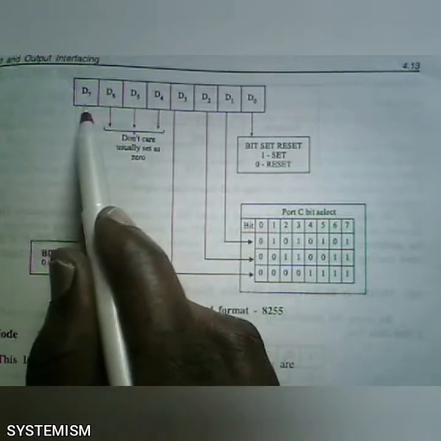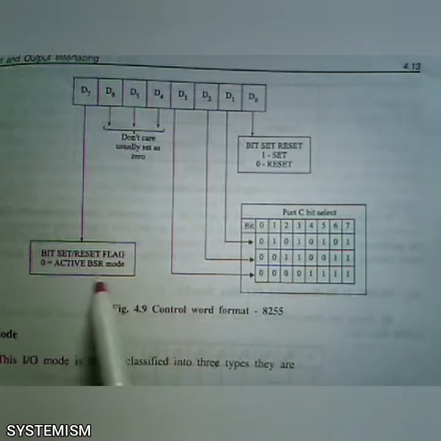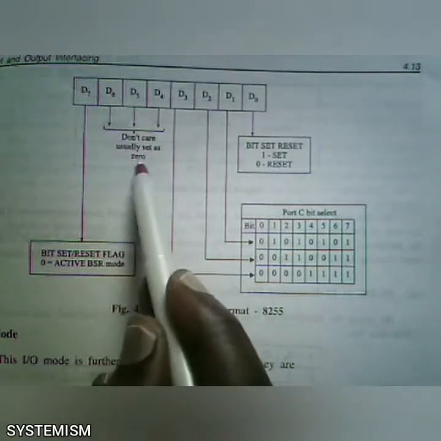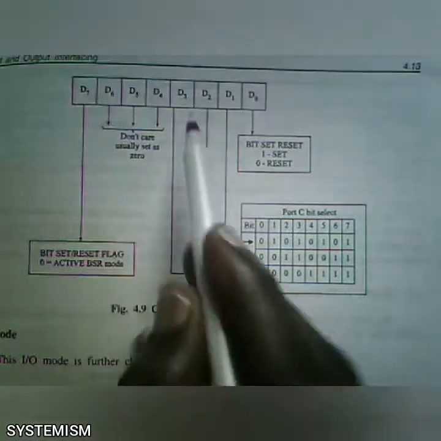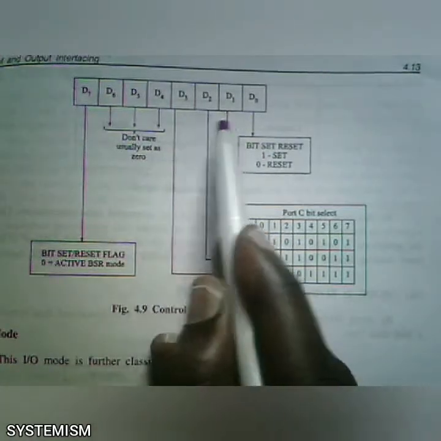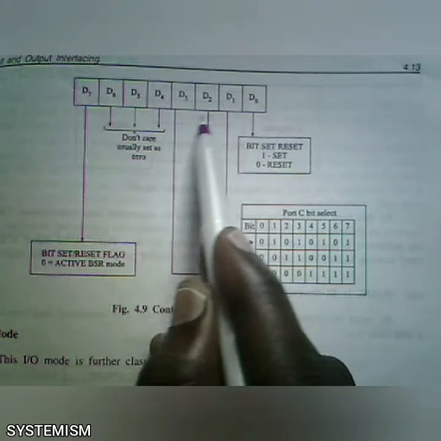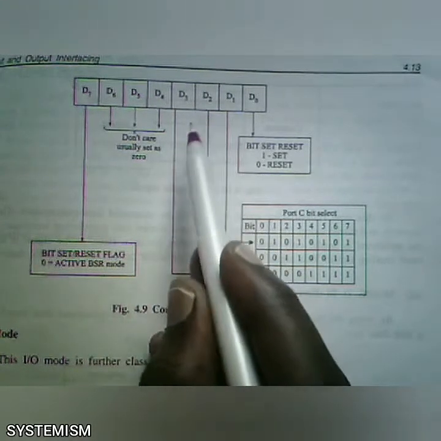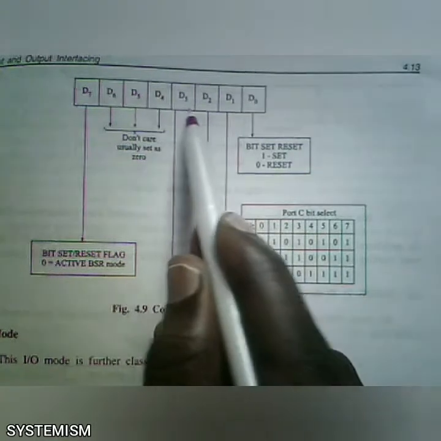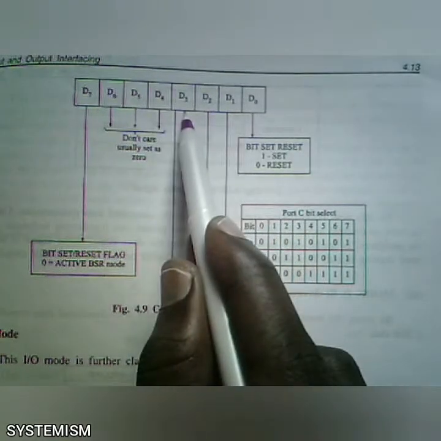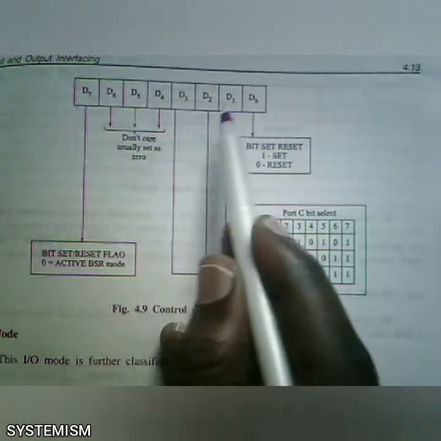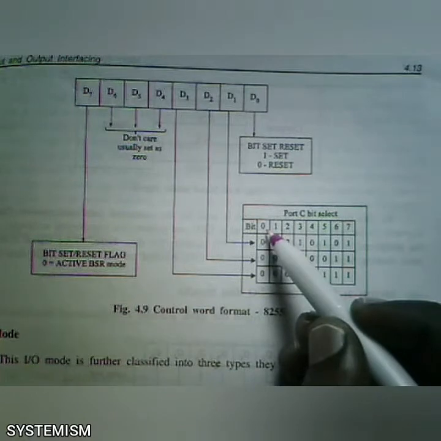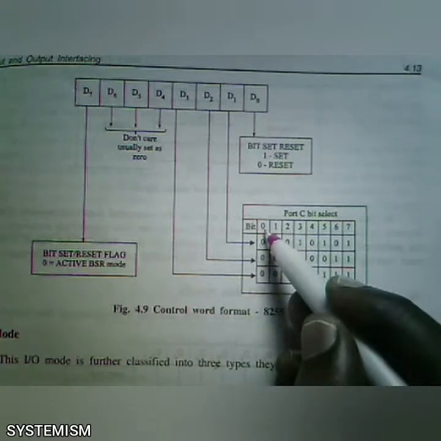So D7th bit is 0, means it is BSR mode. Okay, then these 3 bits are don't care bits, so it can be anything. These 3 bits are used to select which bit has to be set or reset in port C. Port C, if you want a bit to set or reset, you can give the address of that bit. What is the address of the bit? If that is 000, then bit 0 is selected. So PC0 is selected.